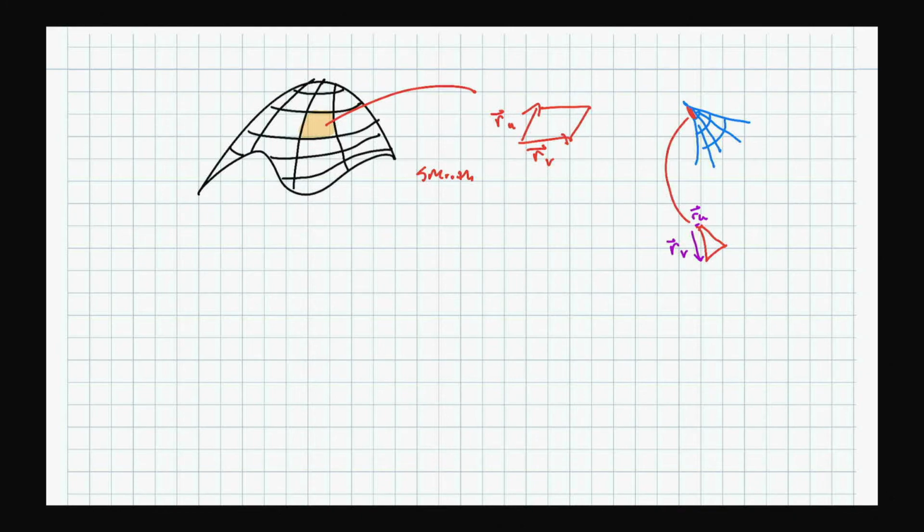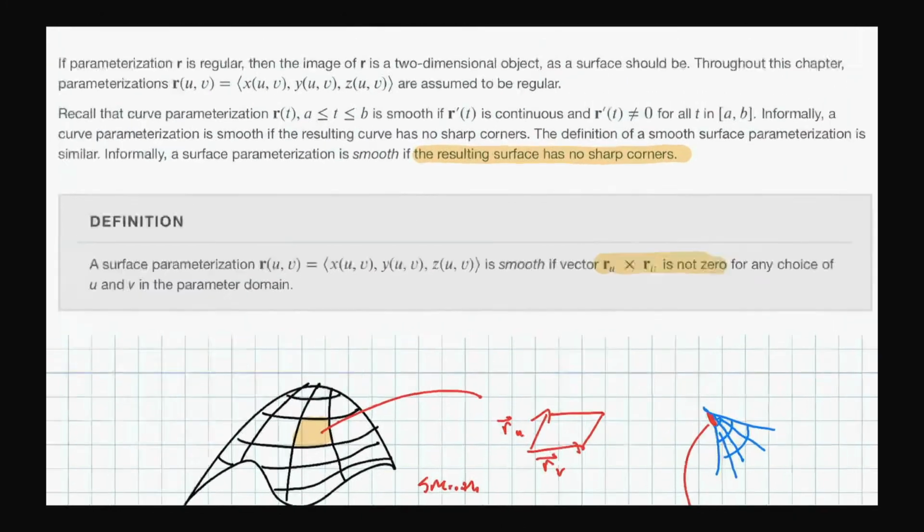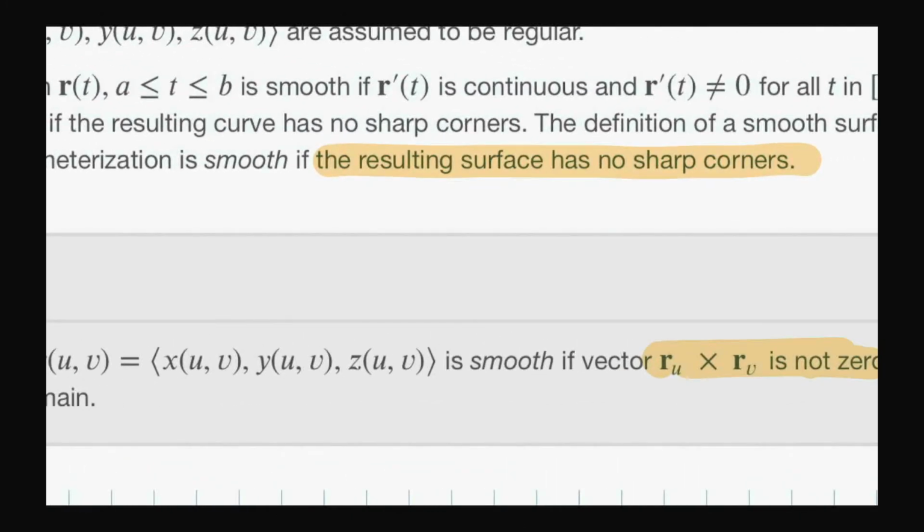Also, keep in mind no sharp corners, because your homework does give you some graphs and asks which one has sharp corners. They give you a torus and a sphere and an ellipsoid and then something with pointy bits. The pointy bit is not smooth. So it's exactly what you think it is. Not smooth is not smooth.